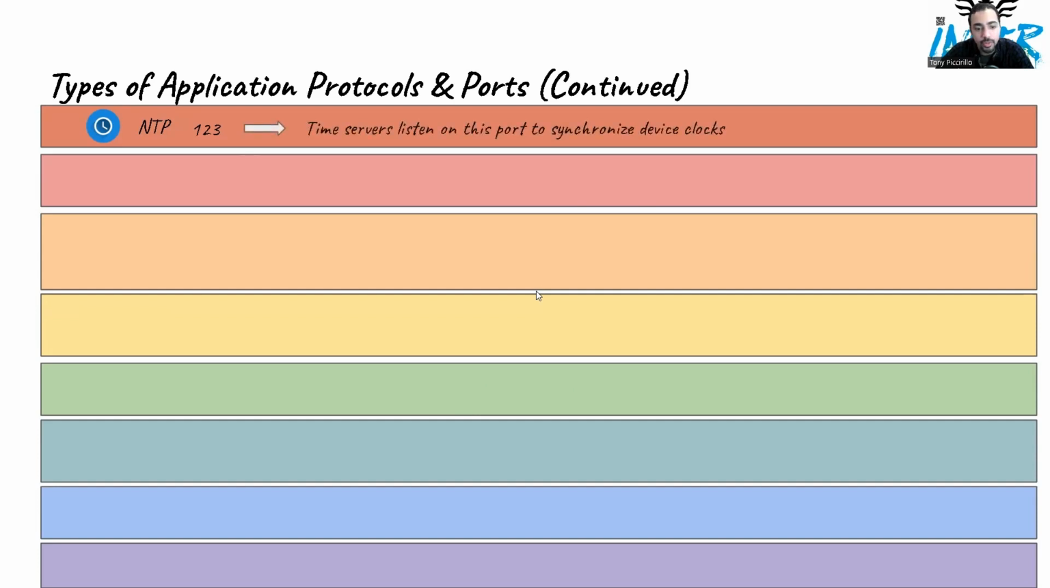NTP works by having a group of servers that are considered to have very accurate clocks, and these servers are called reference clocks. Other devices on a network, like your phone or computer, can then connect to an NTP server and ask it what time it is. The NTP server sends back the time, and a device can then adjust its own clock to match the time on the NTP server.